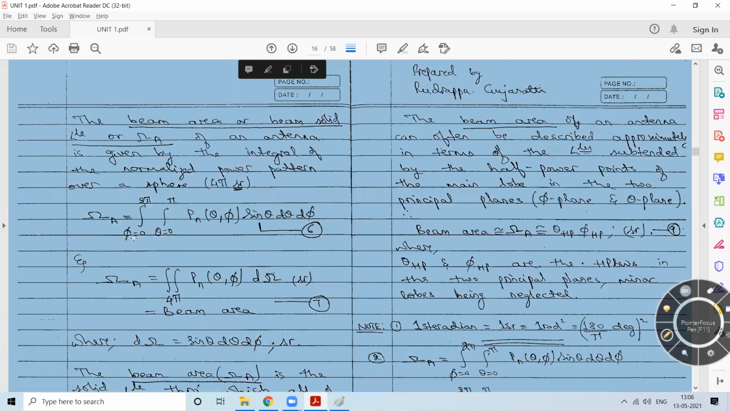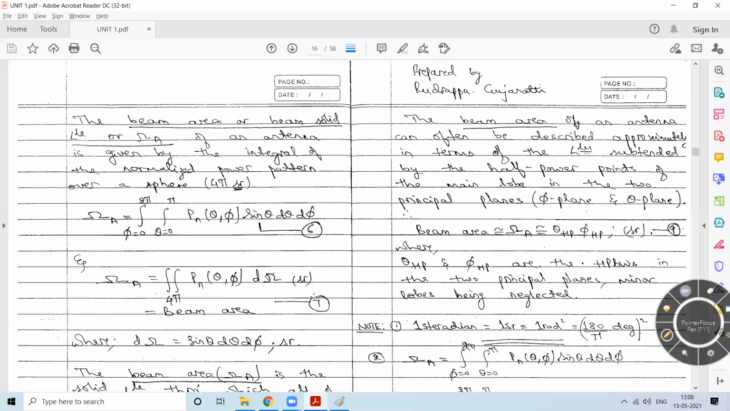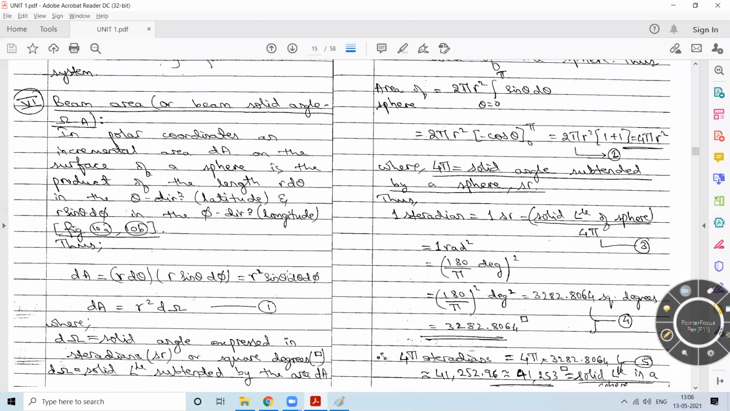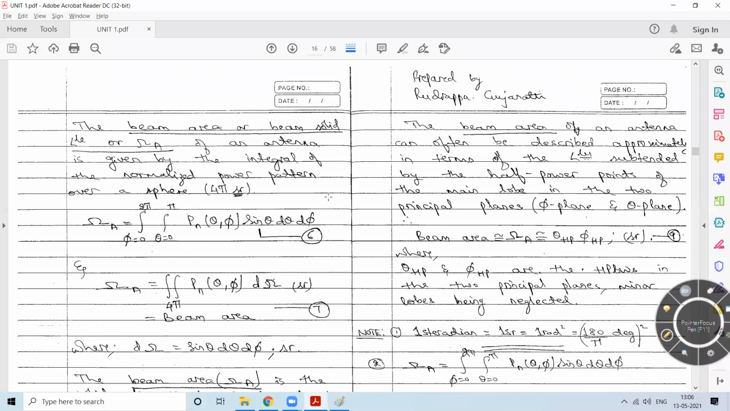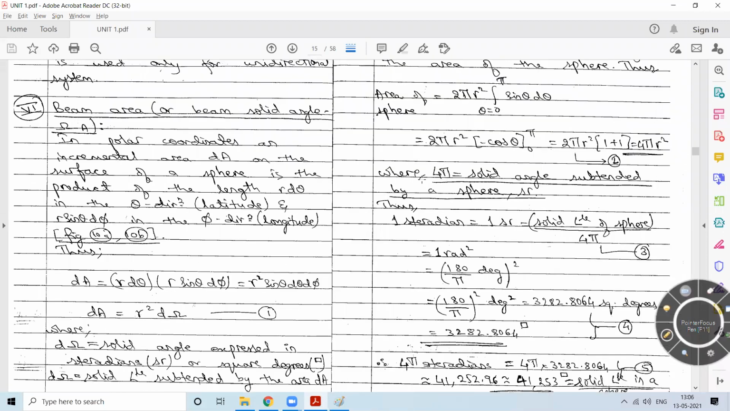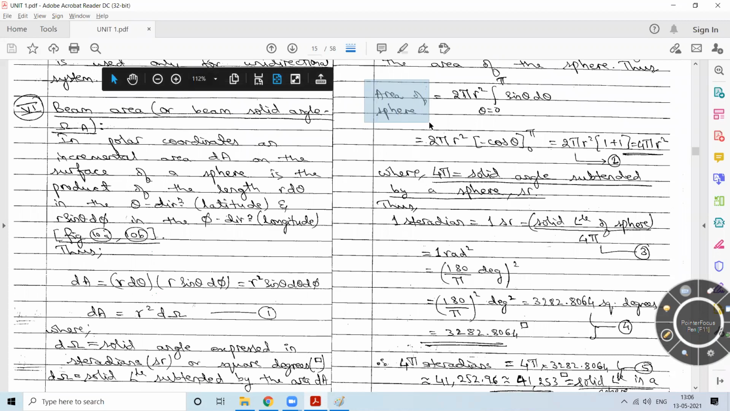Now here, phi is in the range of 0 to 2 pi and theta is in the range of 0 to pi. And as I mentioned, the solid angle range is 0 to 4 pi. Now, how does this 4 pi actually come? Here we can observe. First, I should measure the area of the sphere. In general, I know the area of the sphere is given by 4 pi r square.